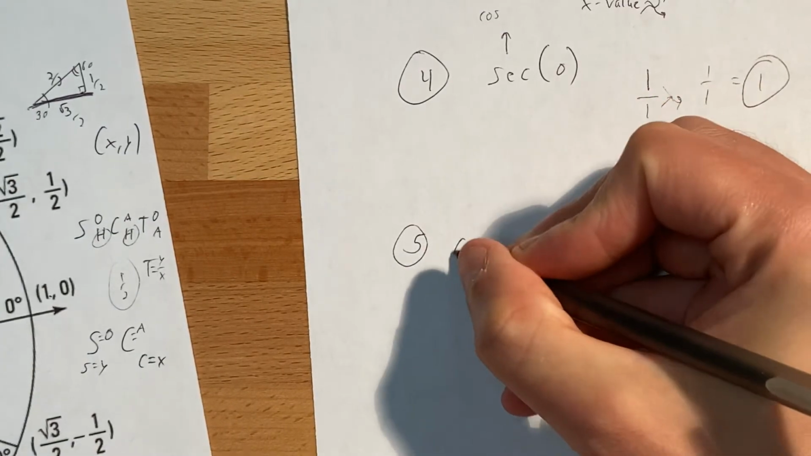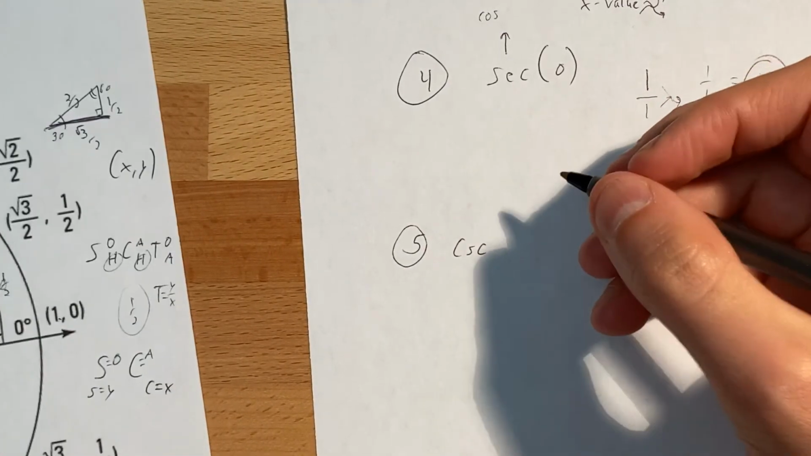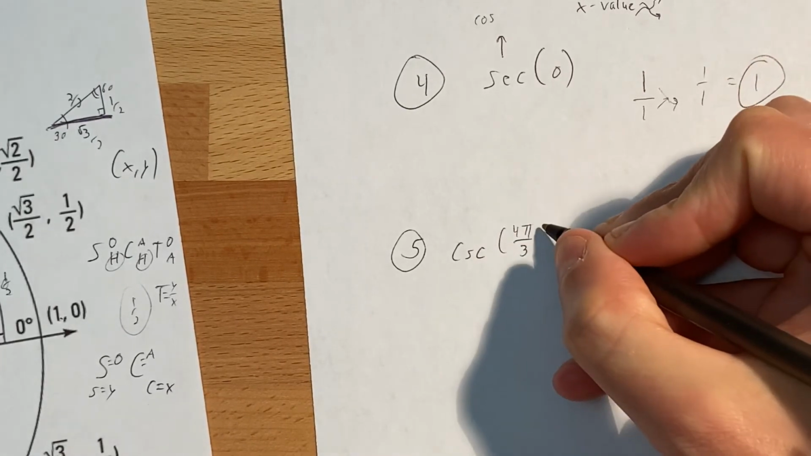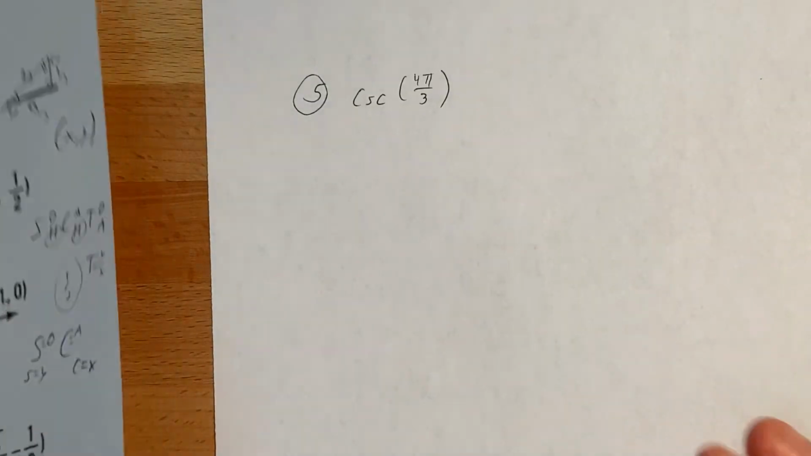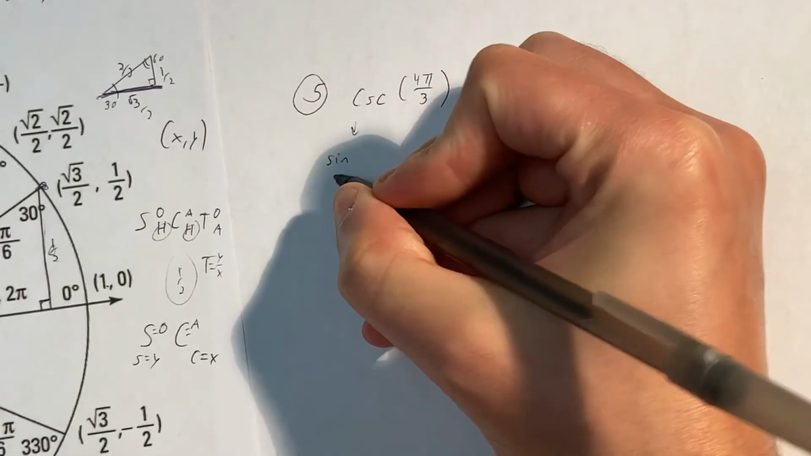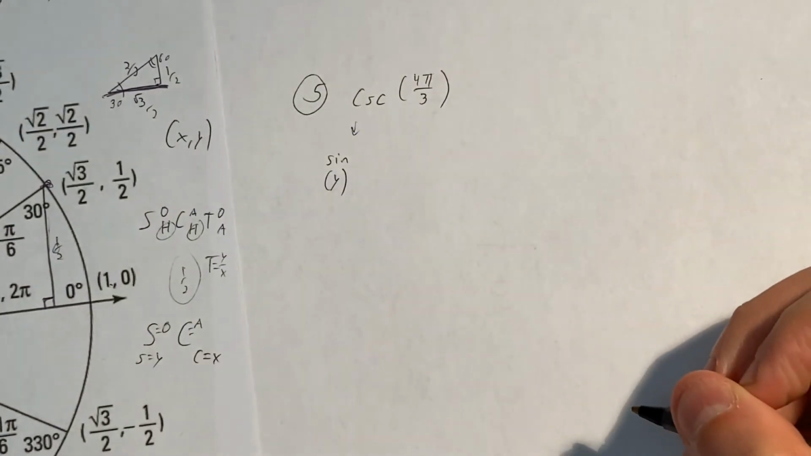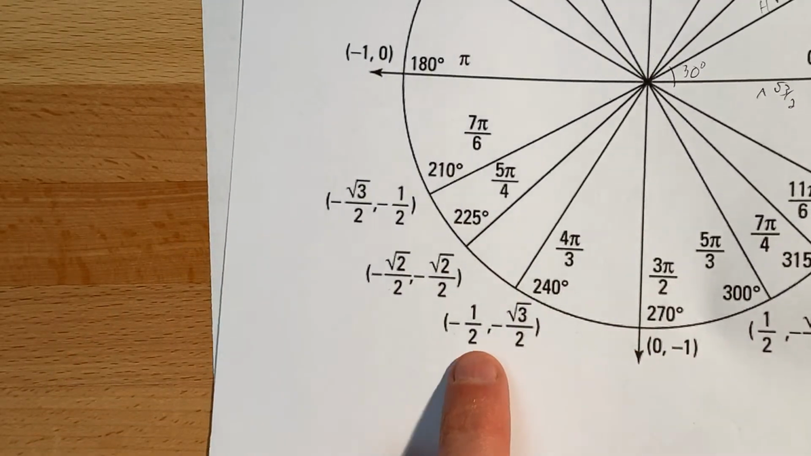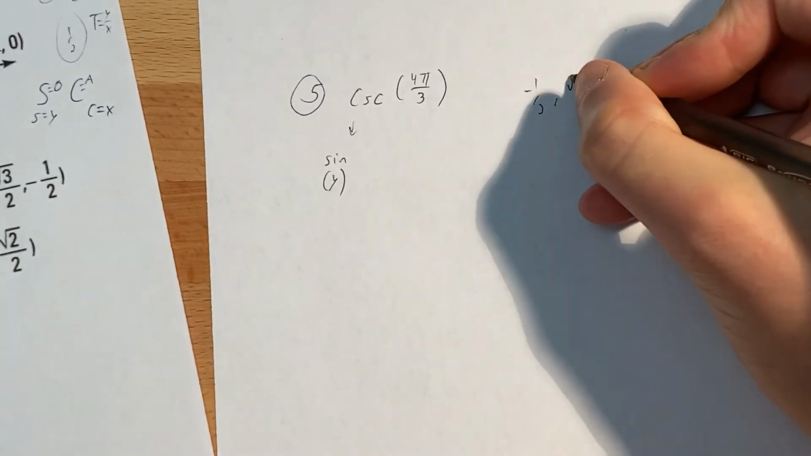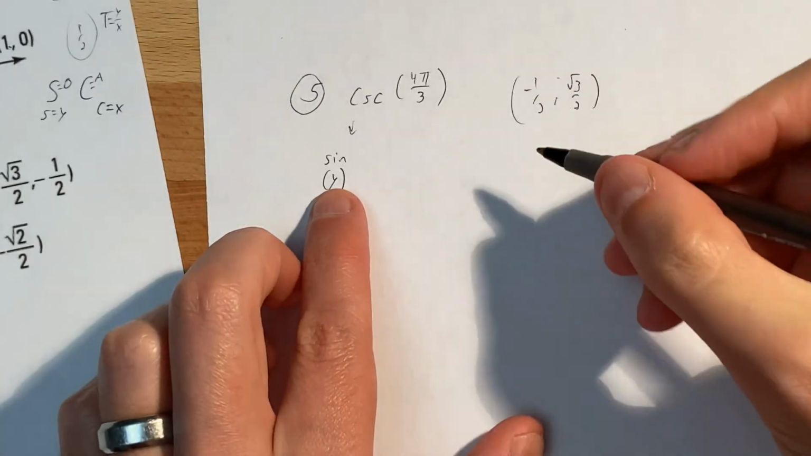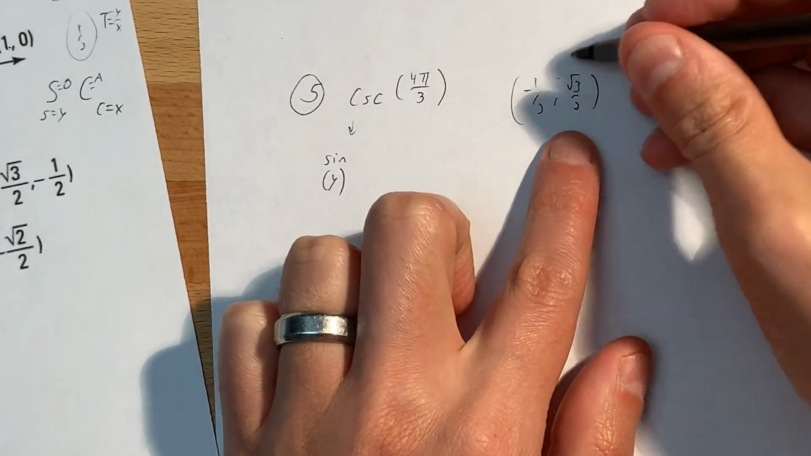Such as cosecant of, let's go, 4 pi over 3. In this one, cosecant is the reciprocal of sine, which is my y value. So I'll remember it's my y value. I'll go to 4 pi over 3, boop, right there. Negative 1/2, negative root 3 over 2, both negative. Sine is the y value. So I'll go over here, this is the y value.